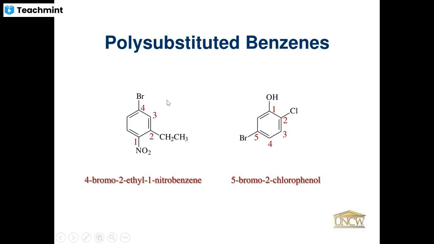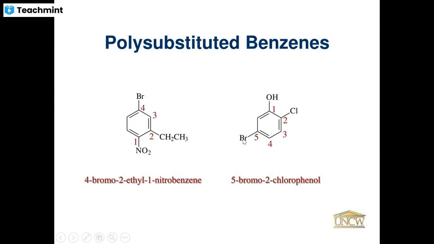Okay, clear everyone? Again you can see that in the second one, first position OH, second position chlorine, and fifth position bromine. In this case this is the parent compound. What parent compound is used here? Phenol, as the OH group is present. Hydroxybenzene, phenol, is the parent compound in this case. We just have to name the substituents, chlorine and bromine.